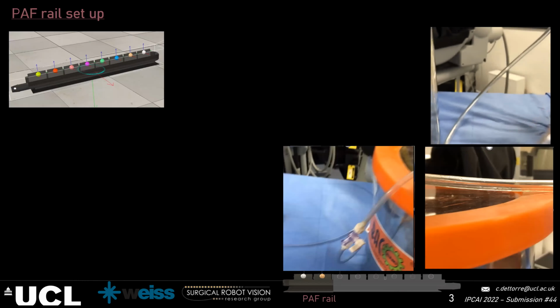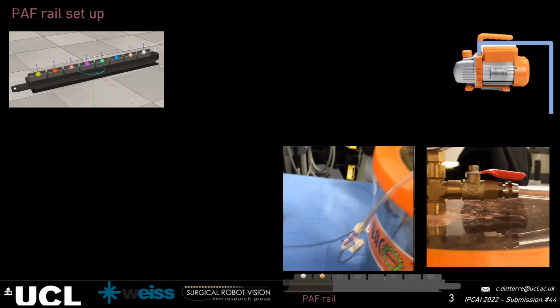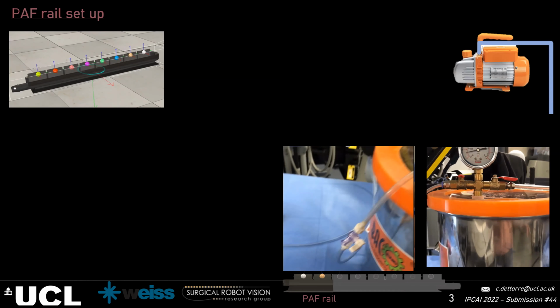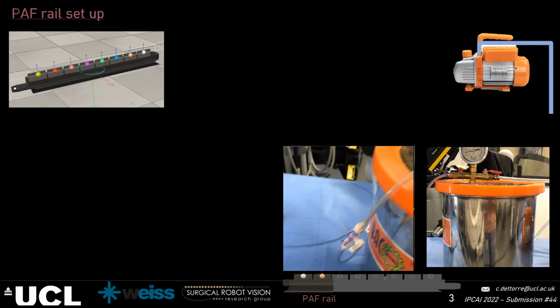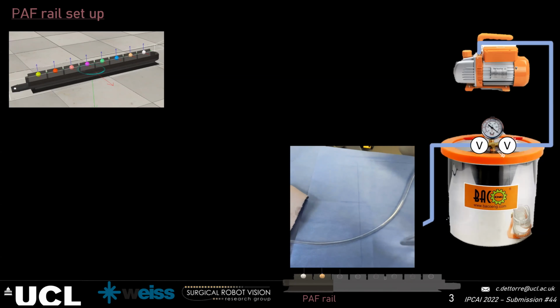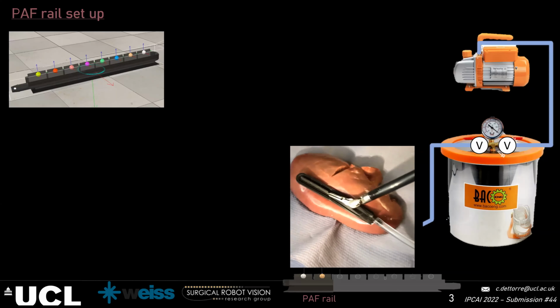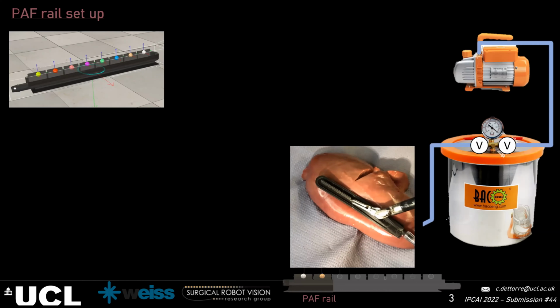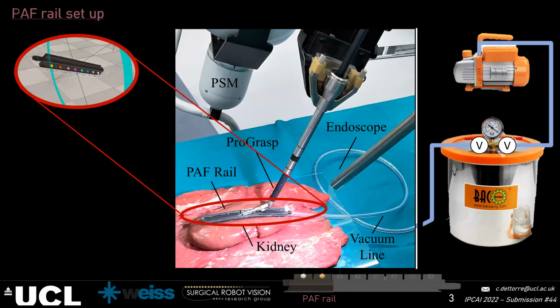This is an overview of how the rail works and how it can be set up. We have a suction pump that is used to generate the suction force inside the vacuum chamber. The pressure line is then inserted along with the rail inside the trocar and deployed over the organ. Here on the left, we can see a better close-up. The rail used in this experiment has a slightly different design from the one in the picture, and it allows for multiple grasping sites along its whole length, as highlighted by the colorful markers.